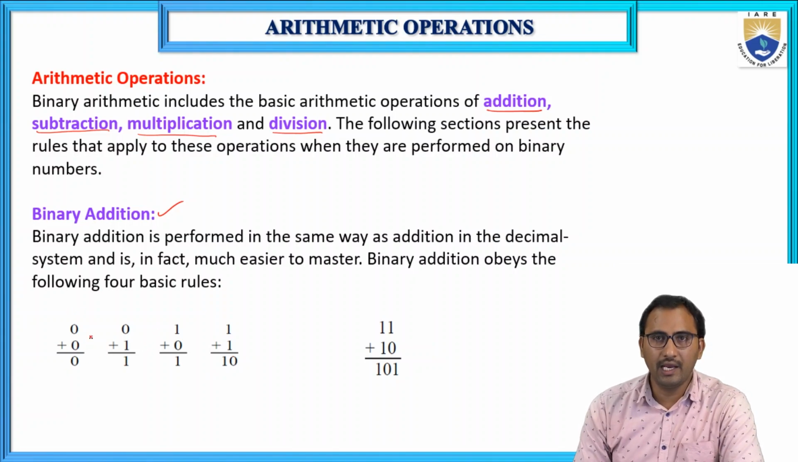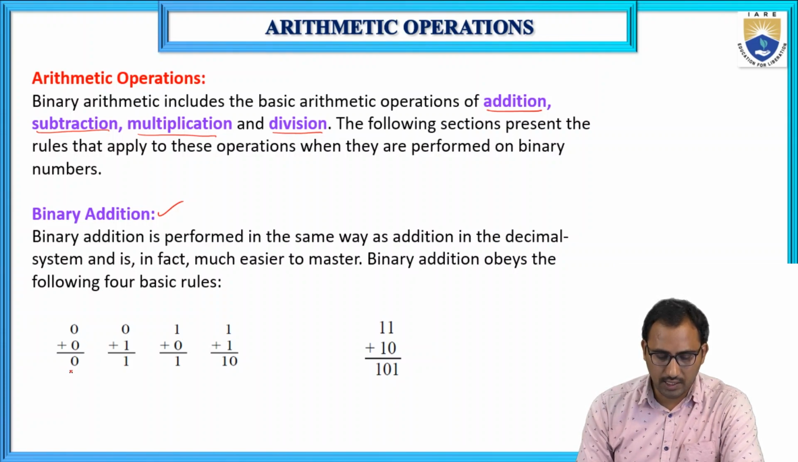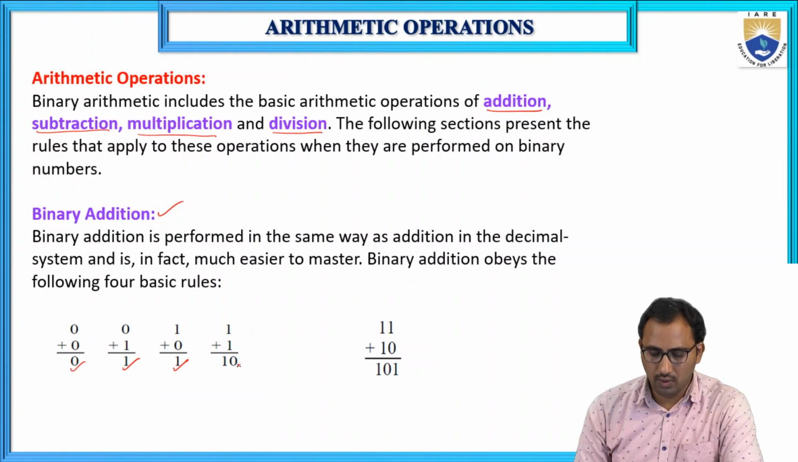When we are adding any two bits, 0 plus 0 gives 0. Similarly, 0 plus 1, if you are adding 1 to the 0, results in 1. Next, 1 plus 0 results in 1. Next, 1 plus 1 gives a 0 with carry 1, that means you will get 10. So these are the basic rules, and by using these rules we can perform the binary addition.